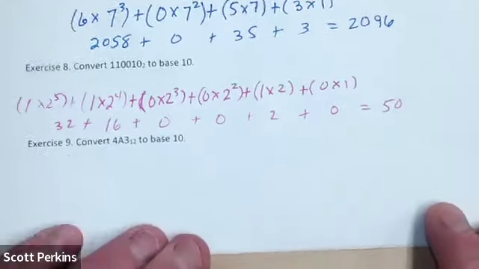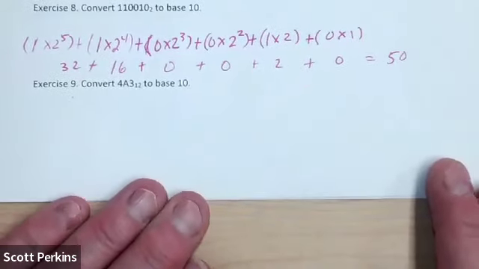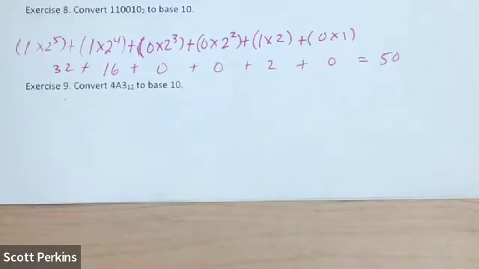All right, exercise 9. One more of these. And then the last thing we're going to do is something we haven't done. We did not do it with Babylonian or Mayan. We're going to reverse the process and be given a base 10 number and want to write it in another base.